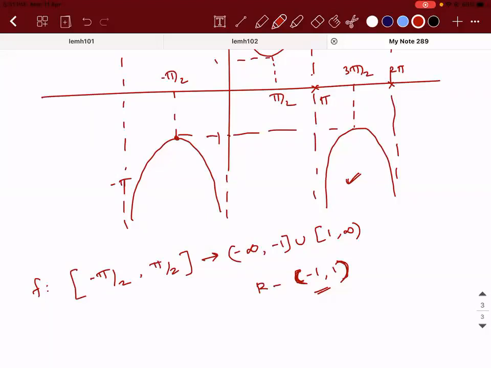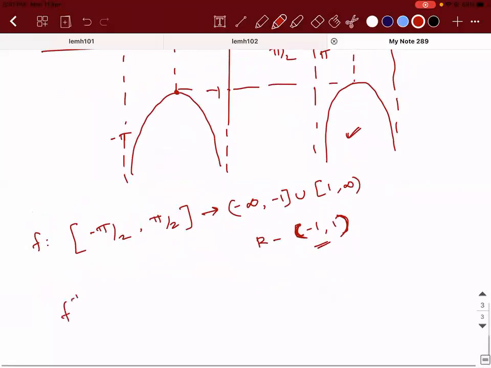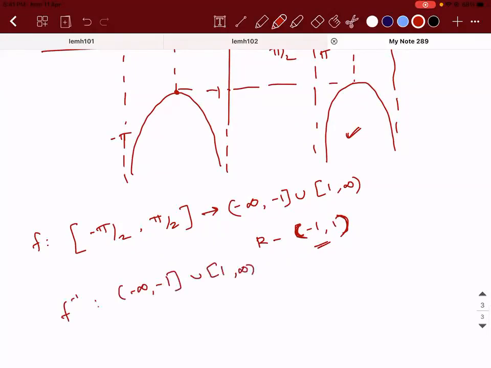So what will be the inverse of it? Minus infinity to minus 1 union 1 to infinity maps to minus pi by 2 to pi by 2. So whatever values I'm writing here, prepare a table now itself. Okay, so prepare a table.